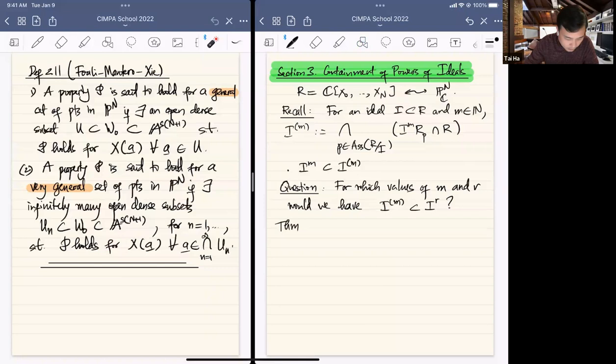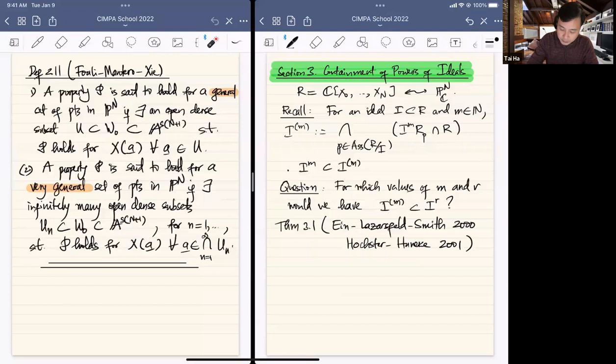So this is maybe 3.1. This theorem was first proved by Ein, Lazarsfeld, and Karen Smith in around 2000 using a method from algebraic geometry, and then generalized by Hochster and Huneke in 2001 using a characteristic p method. And so what they prove is the following.